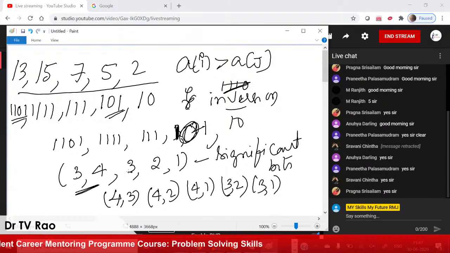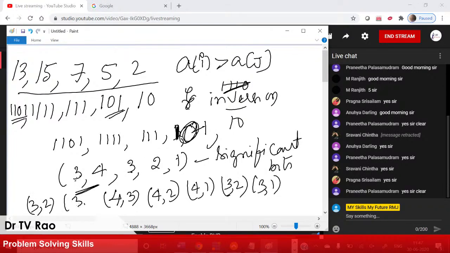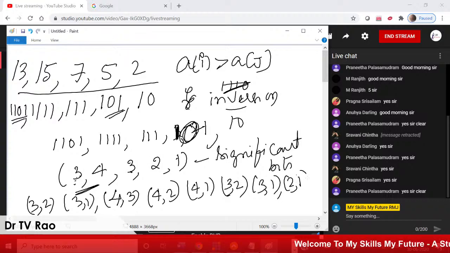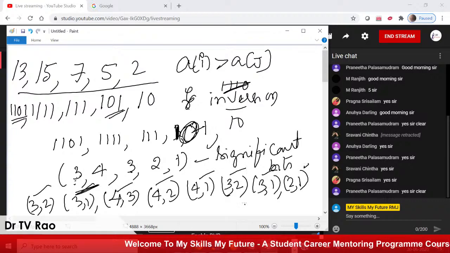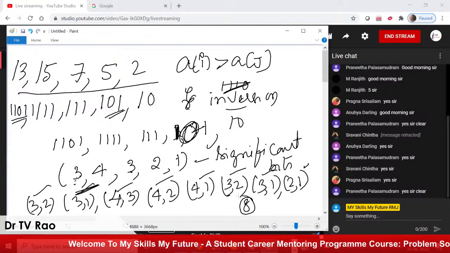Is 3 greater than 3? No. Is 3 greater than 2? Yes. Is 3 greater than 1? Yes. 3, 4, 3, next 2. So how many inversions are there? 1, 2, 3, 4, 5, 6, 7, 8. The answer is 8.